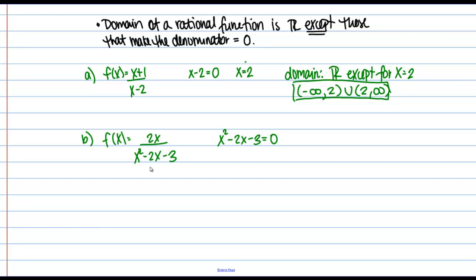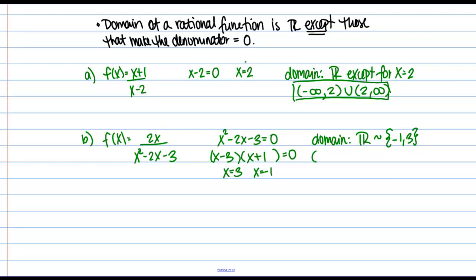Okay, so to see if this has any solutions, we can try to factor it. So let's see if this guy factors. So I can actually factor this into x minus 3 times x plus 1. So then I get solutions of x equals 3 and x equals negative 1. So then my domain is all real numbers, and I can write it like this also, except negative 1 and 3.